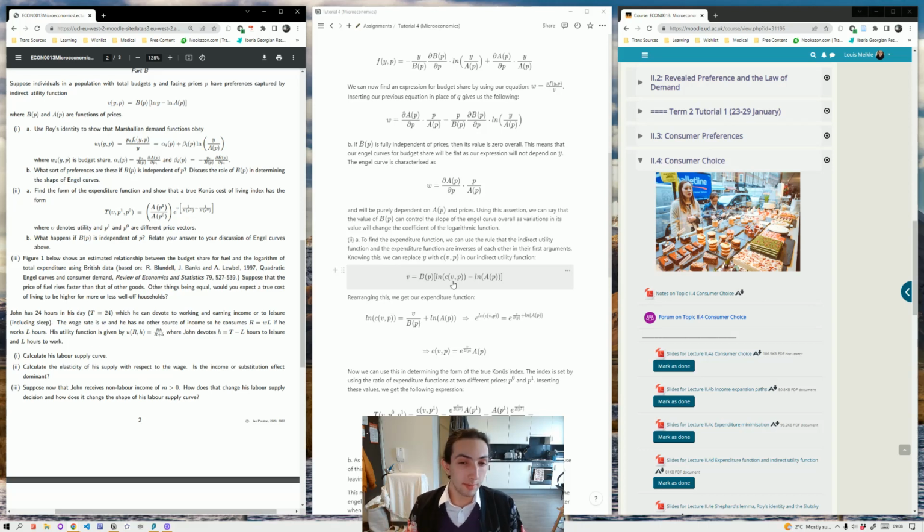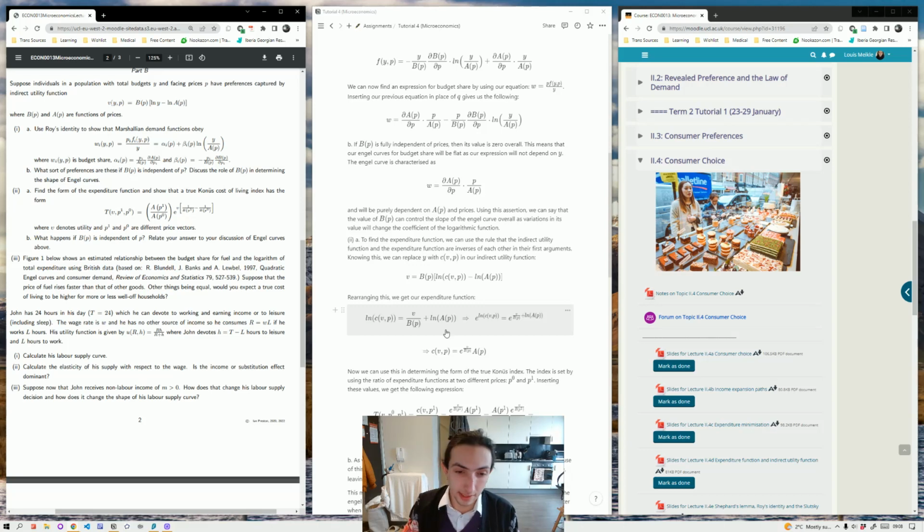You just remember they're the inverses of each other in their first arguments. So if I was doing it in the reverse, I would replace v with the indirect utility function, and in this case, I'm replacing y with the expenditure function. So we put that in here, and we just want to rearrange, essentially, for the expenditure function. Pretty easy. I don't think I need to take you through this. All it takes is rearranging and then doing an e to the power operation to bump it up.